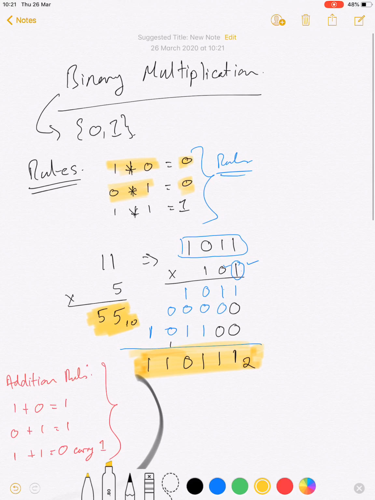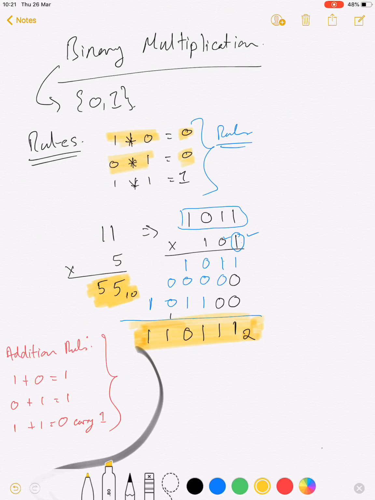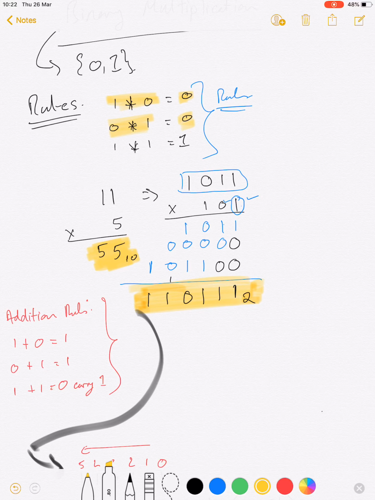Binary multiplication is quite simple. We can say that there are very simple rules. 1 multiplied by 0 is 0, 0 multiplied by 1 is 0, 1 multiplied by 1 is equal to 1. So we take those very simple principles, and now all we need to do is expand it out, be careful of the order of the number, and then it's simply back down to binary addition.